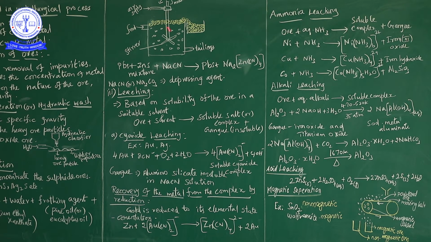So the skimmed-off froth comes together like butter. Then we collect it in another vessel. Then the insoluble gangue particles are settled at the bottom. The ore particles are wetted by oil, but the impurities are not wetted by oil.